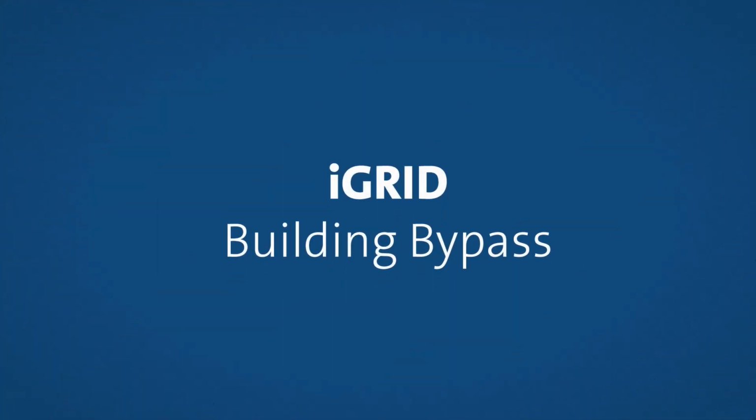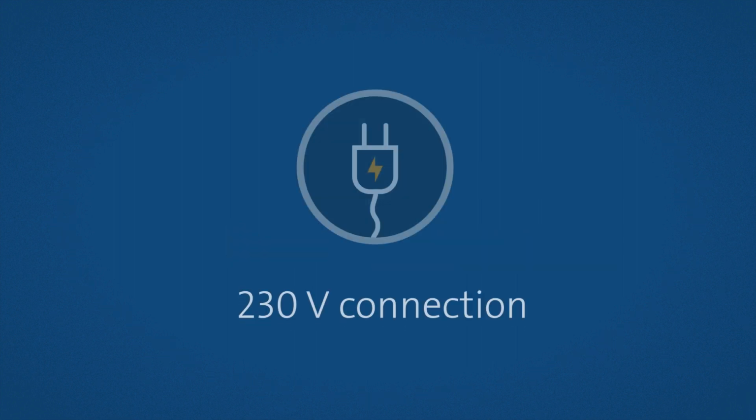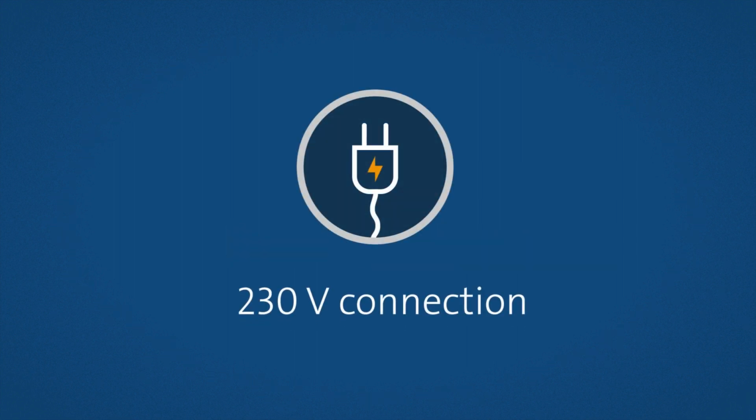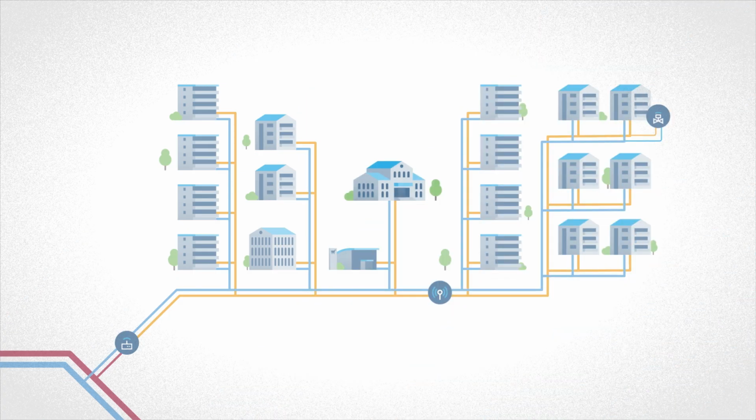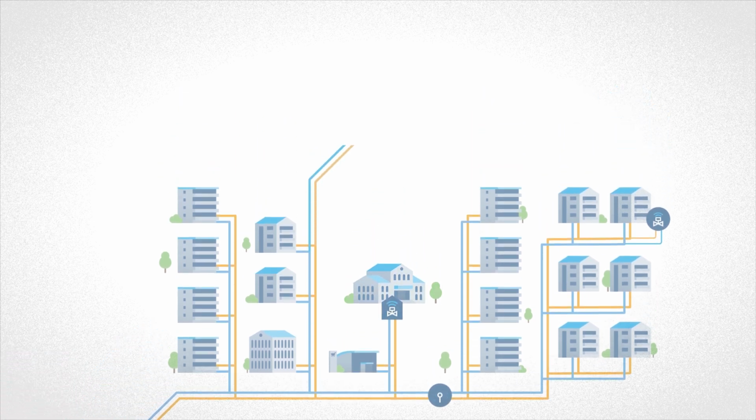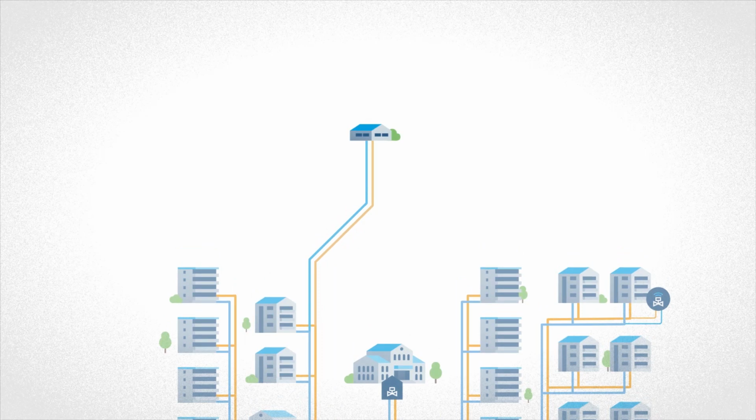The iGRID building bypass is a similar solution used for buildings with a 230-volt connection. This allows on-off buildings, such as schools or summer residences, to turn off the bypass in no-heat situations. Furthermore, buildings at a distance from the grid can use this solution to ensure instant hot water, even when they have a long service pipe.